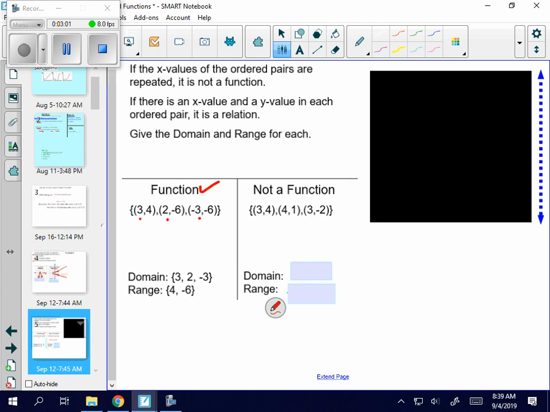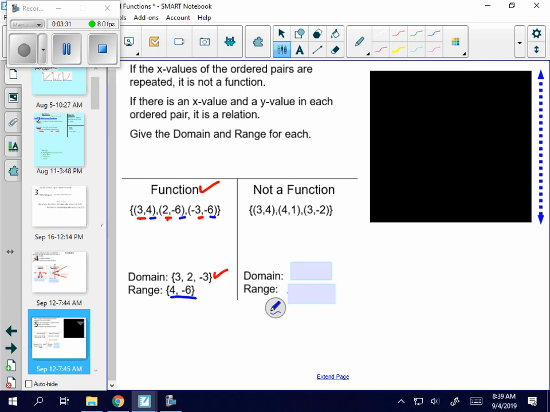When I go to list my domain, I have 3, 2, and -3, and they are listed. Now, I prefer that my students list their domain in numerical order, but I'll accept this on the worksheet. The range will be our y values, and we've got 4, -6, and -6. Notice down here, I didn't write the -6 twice because when you list your domain and your range, you don't list the repeats. You only list the different numbers.